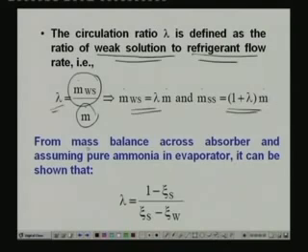And from mass balance across the absorber, you can also show that if you are assuming pure ammonia is circulating in the refrigerant circuit, you can write the expression for circulation ratio in terms of strong solution concentration zeta S and weak solution concentration zeta W. So, this expression is different for water and lithium bromide system and for ammonia water system. This is one difference you must keep in mind while performing calculations.